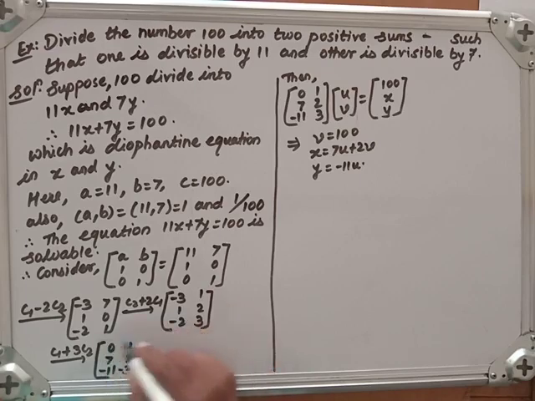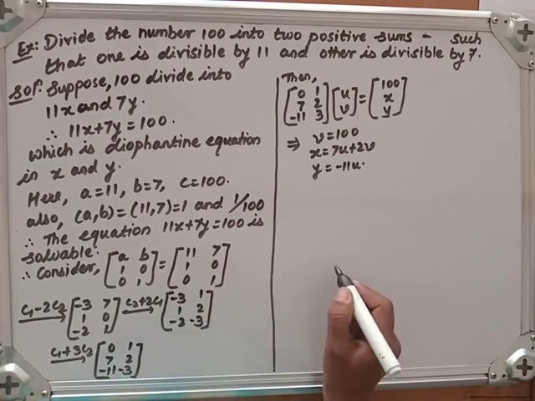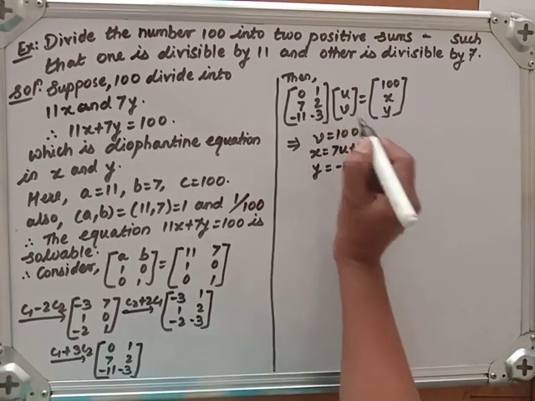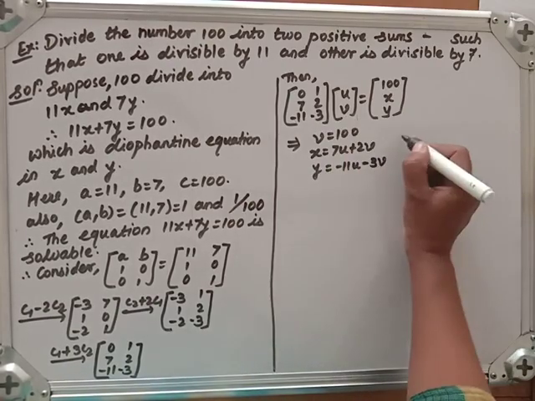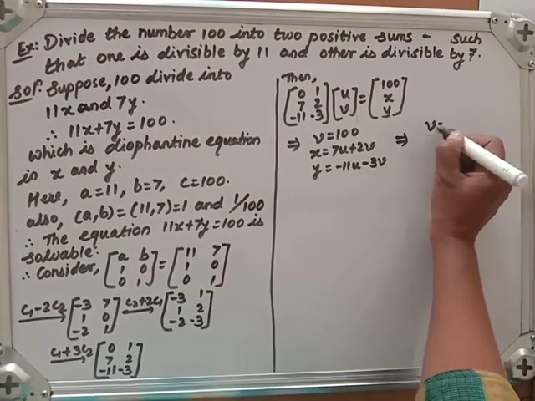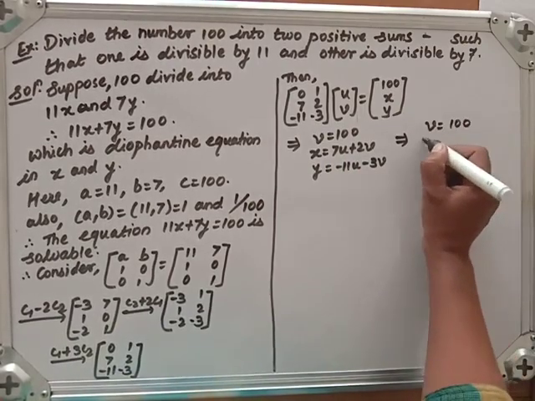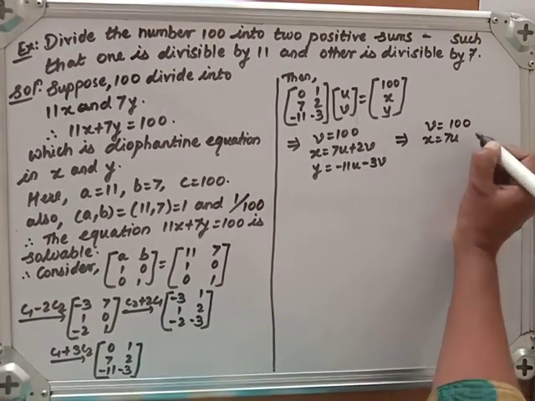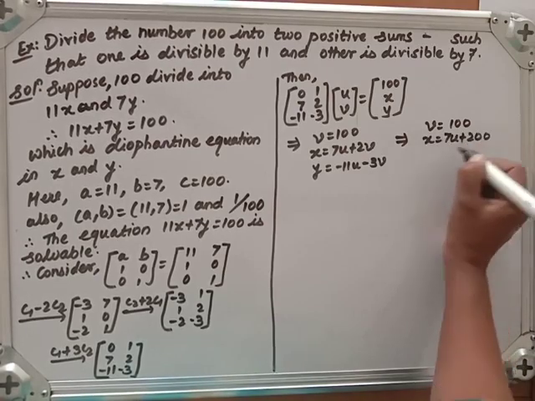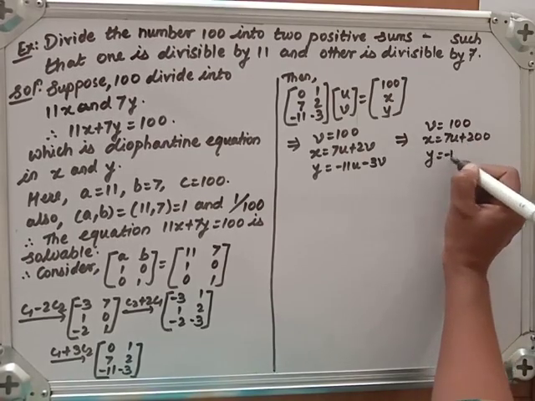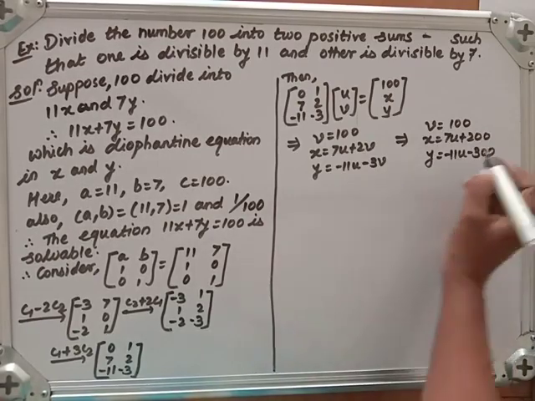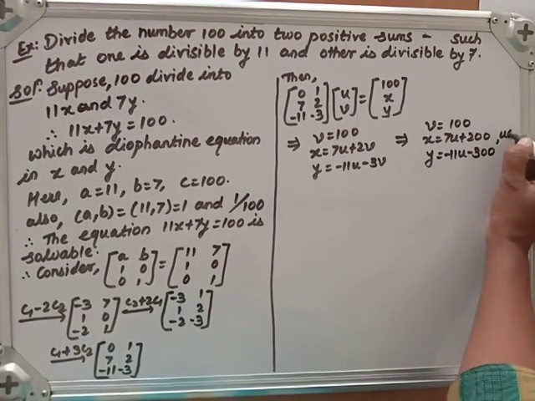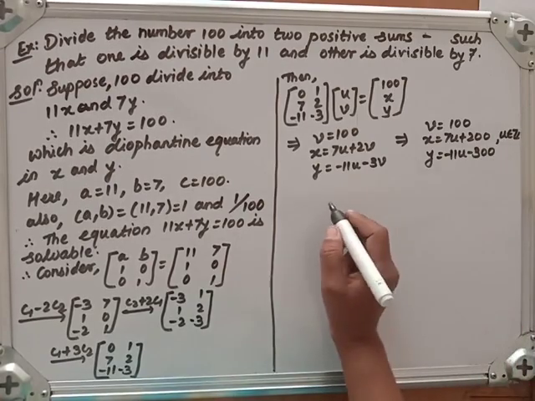Here itself it will become minus 3, so minus 3 will be there. Sorry for that, here minus 3, so minus 3v. So this gives v is equal to 100, x is equal to 7u plus 200 and y is equal to minus 11u minus 300, where u is in set of integer.